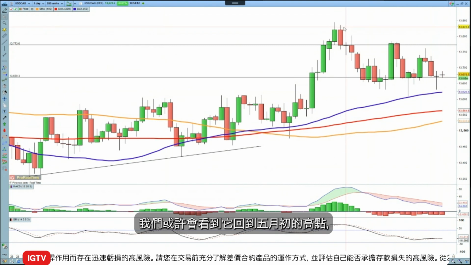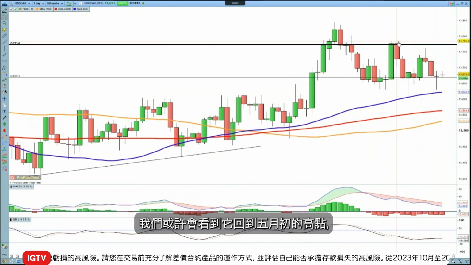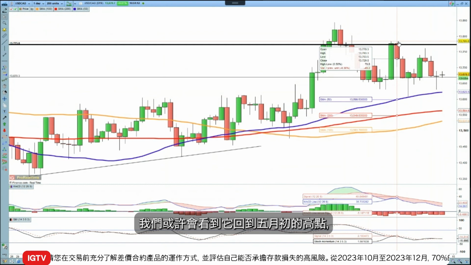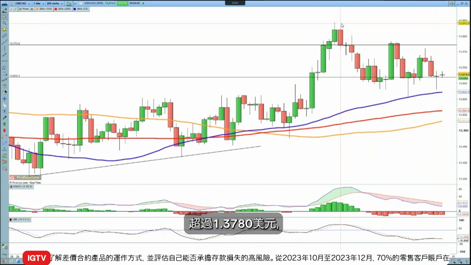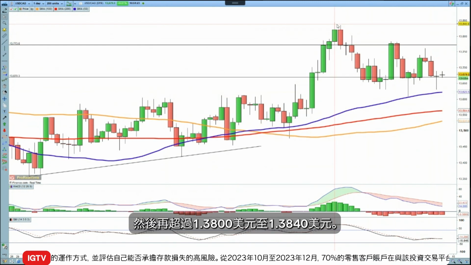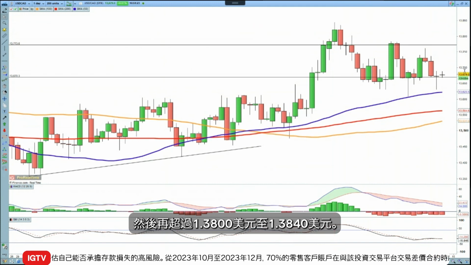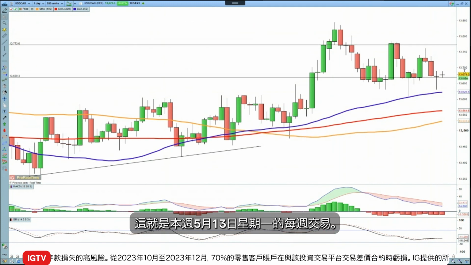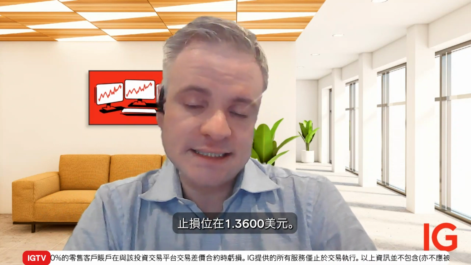continuation of these gains, maybe could see us go initially back towards the high from the beginning of May above 137.80, and then beyond that, you're going on beyond 138 towards 138.40. So that's the trade of the week, 13th of May. We're going long dollar CAD, long US dollar, Canadian dollar, with a stop at 136.